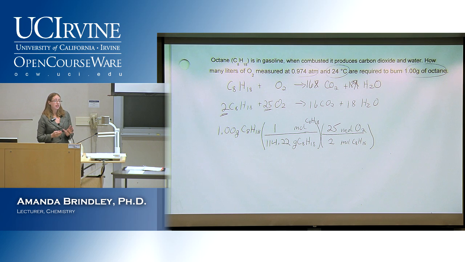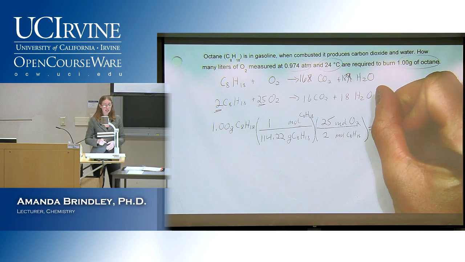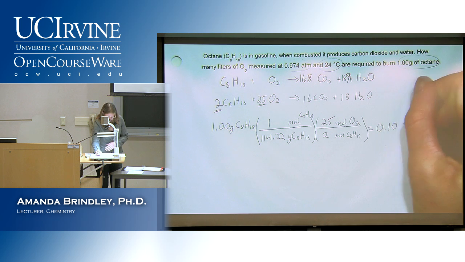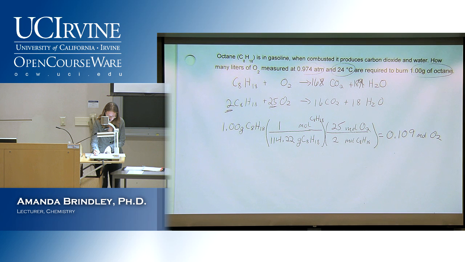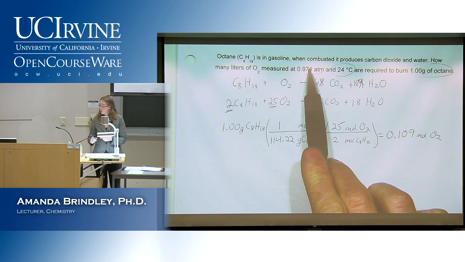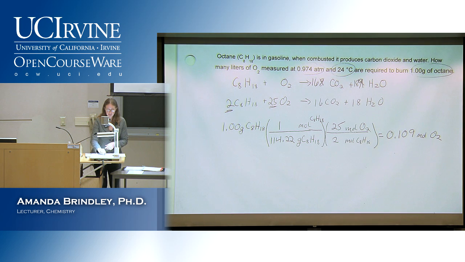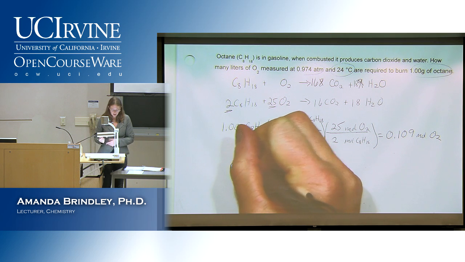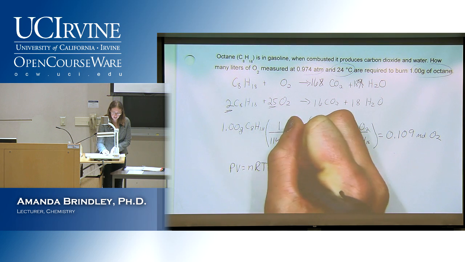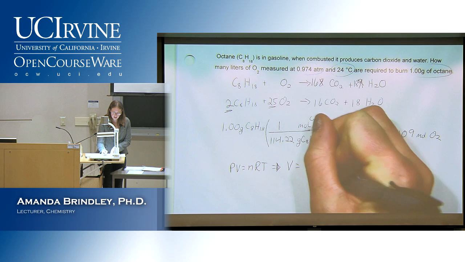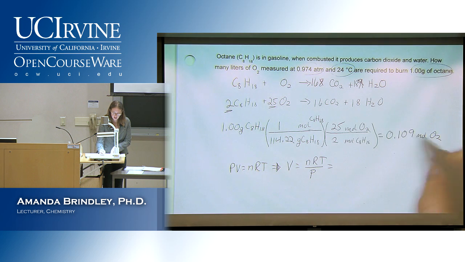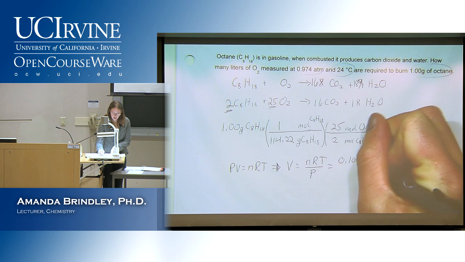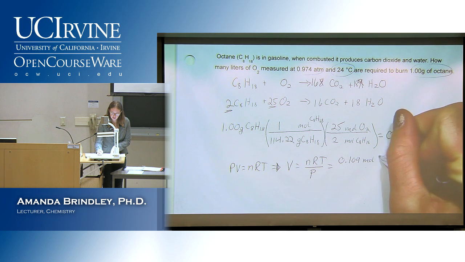Now we can do things that aren't at STP because we have the ideal gas law. So we have PV equals nRT. So we can go through and we can solve this for moles. Now we have moles, we have pressure, and we have temperature. So can we find volume? Yeah. We can use this and we can solve for it. So we plug in everything.